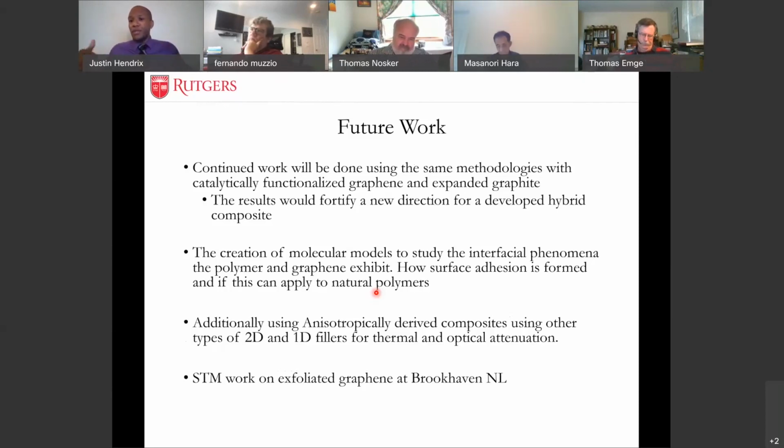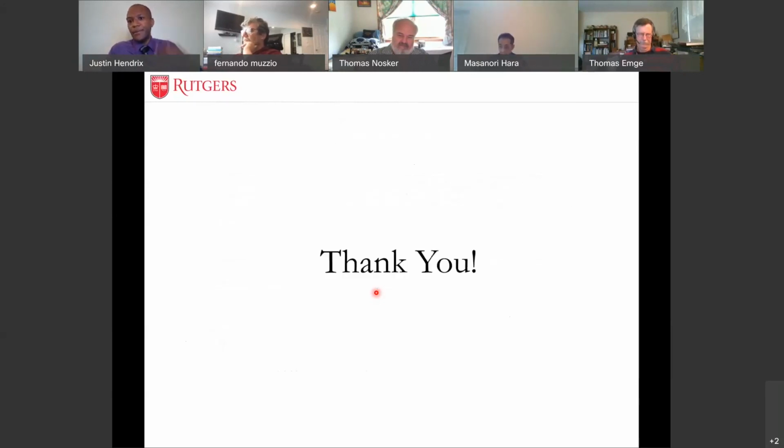And next, we're trying to do some work adding other types of filler, whether 2D or 1D. Before, we also did some work adding a 3D filler, whether it's a metal-organic framework or covalent organic framework, and seeing the type of fundamental changes we get in that system. And lastly, which I'm still pushing on, is doing some STM work from Brookhaven, which should be interesting, once COVID releases and makes everything a lot easier.